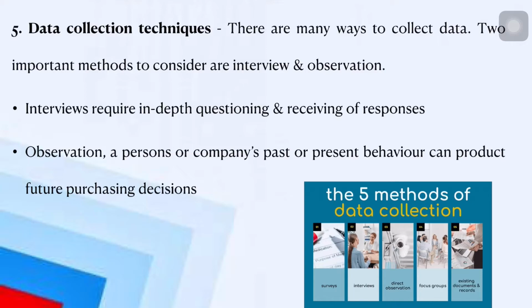Second, we can have an observation technique, where a person or a company's past or present behavior can predict future purchasing decisions, right? This actually works. You can actually observe how the market has behaved in the past, or how the person has made decisions in the past. You can observe them, whether it is positive or progressive or negative, or it's been challenging. Based on the observation, you can actually analyze or make interpretations for the upcoming purchasing decisions.